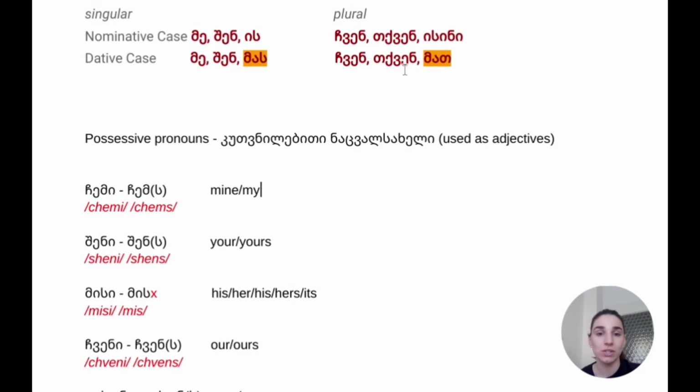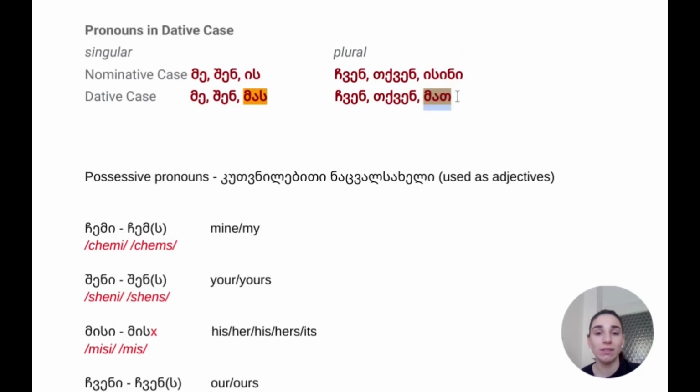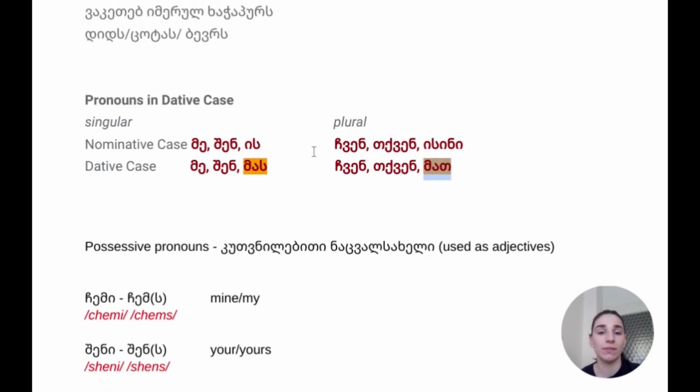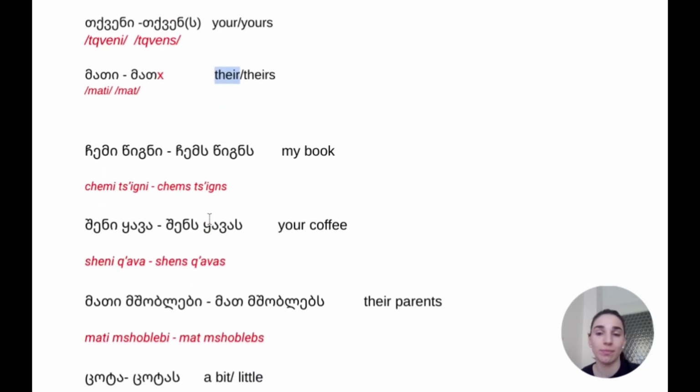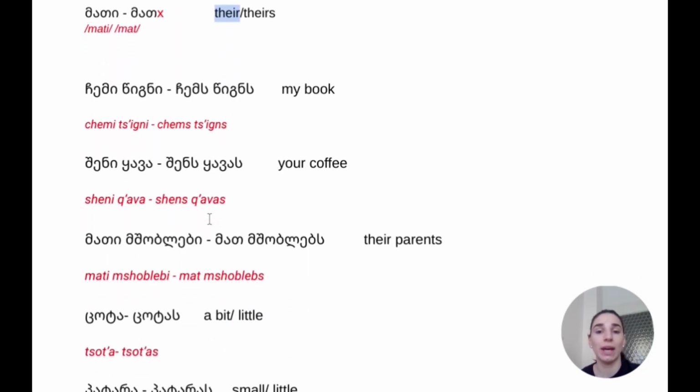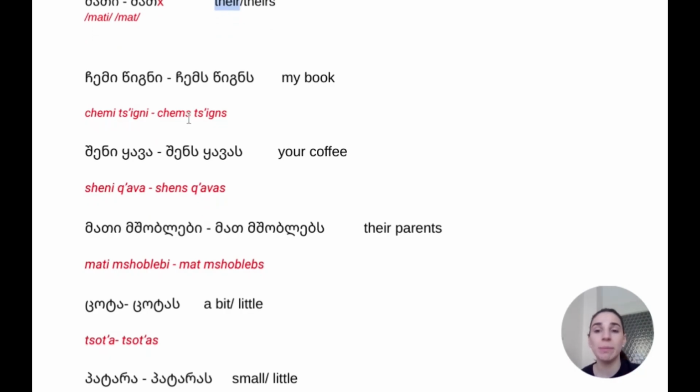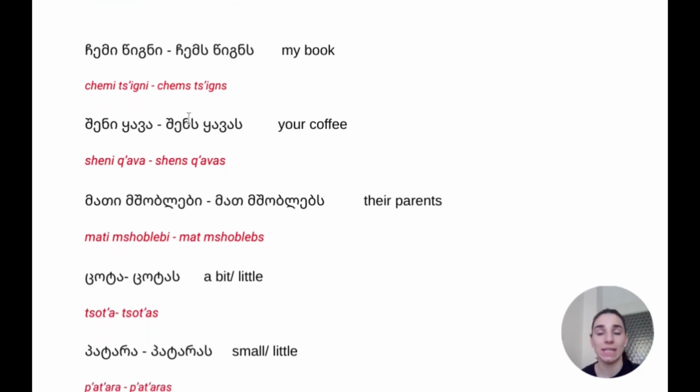Nothing else. Just you say mat, the dative case for the pronoun isini. The same goes when you have theirs. Mati becomes mat. Okay, let's see some examples. Chemi tsigni means my book. In dative case, it is chems tsigns.